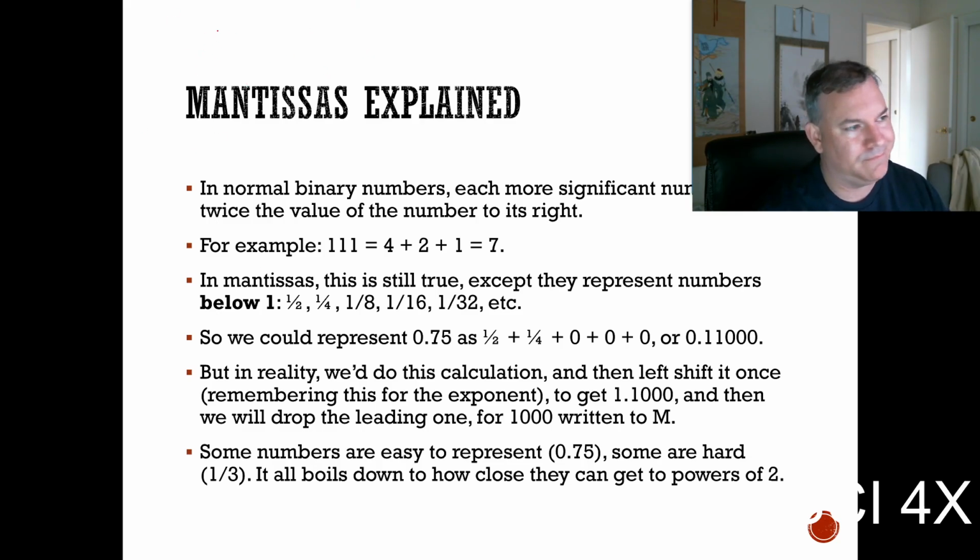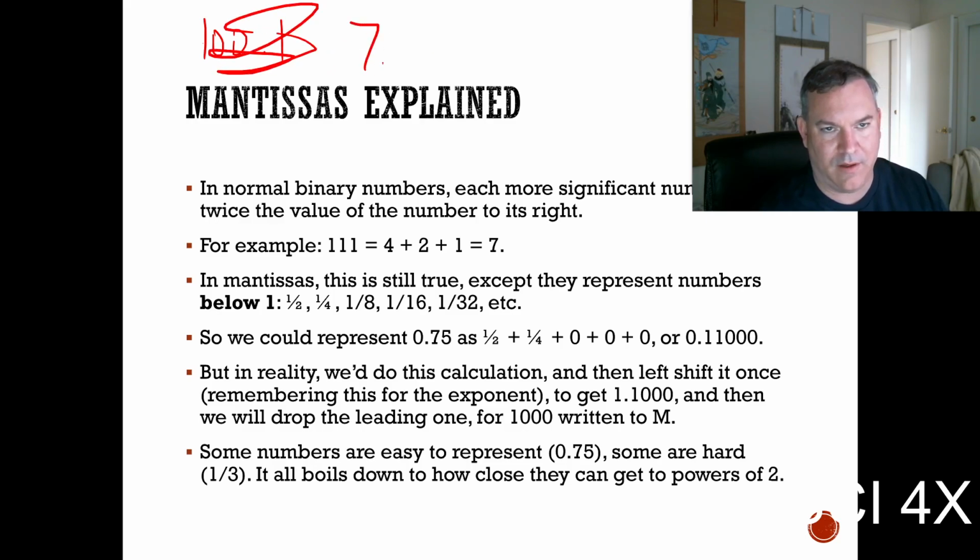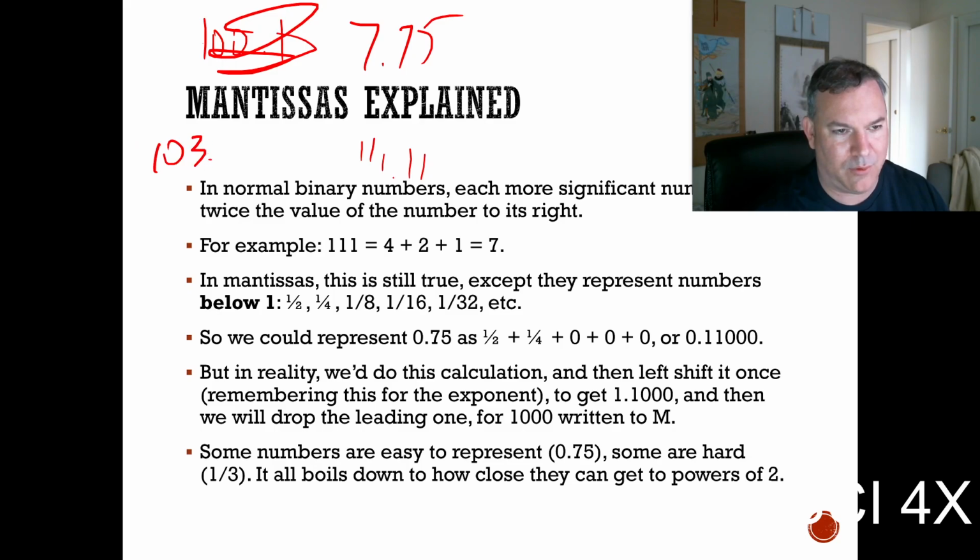So if we said 100.1, actually, that's kind of annoying. Let's just do 7.75. Then this would be 111.11, right? So what we do is like scientific notation, right? If you had 103.75, this would become 1.0375 times 10 to the second, right? Do you guys see that? With scientific notation, you move the decimal over there, right? You guys remember that?